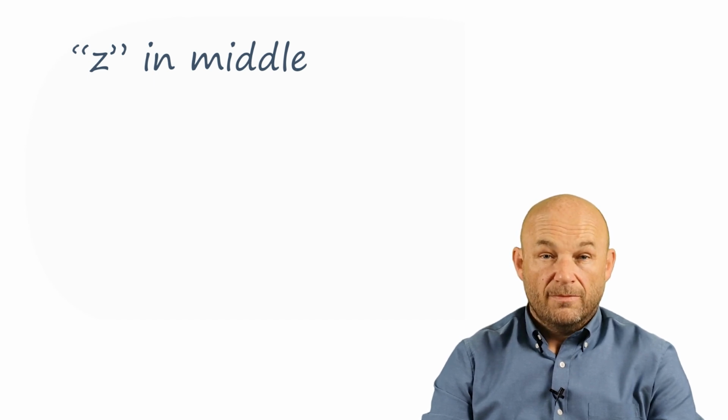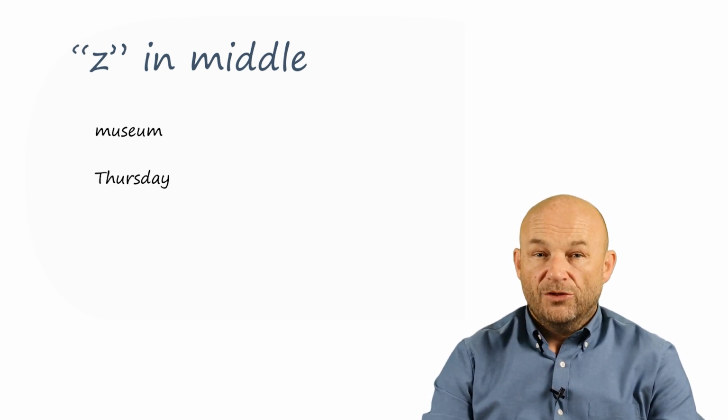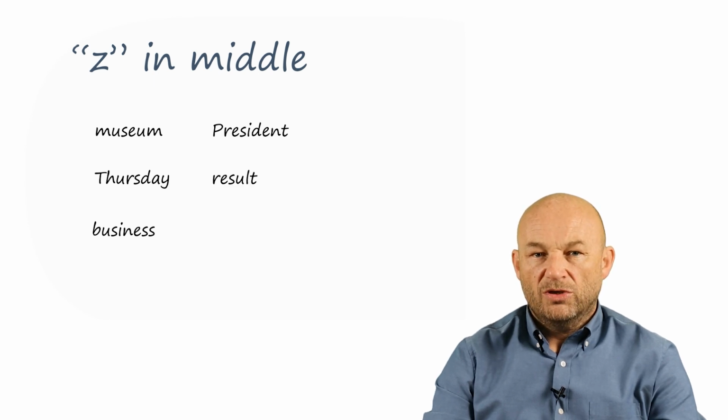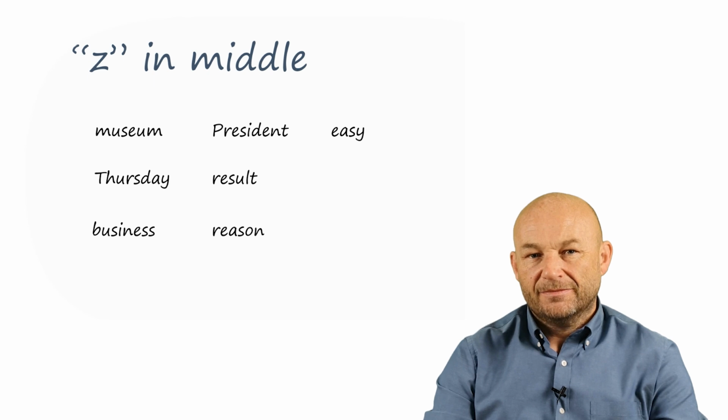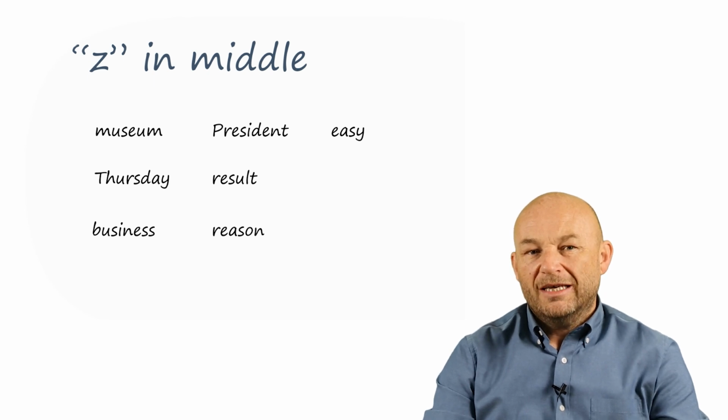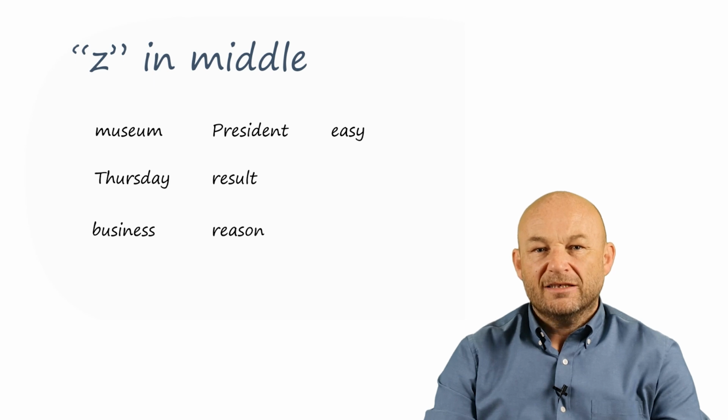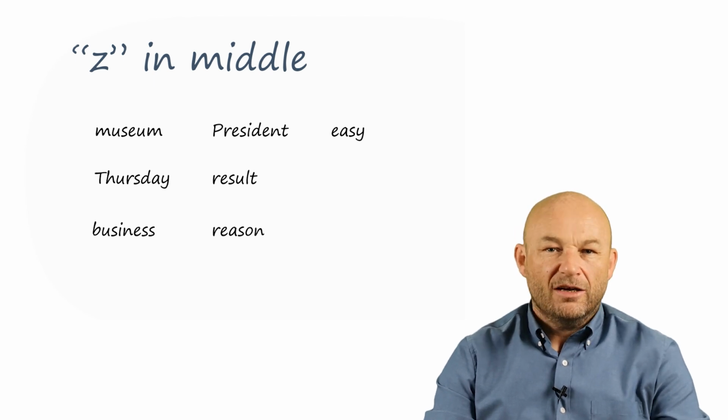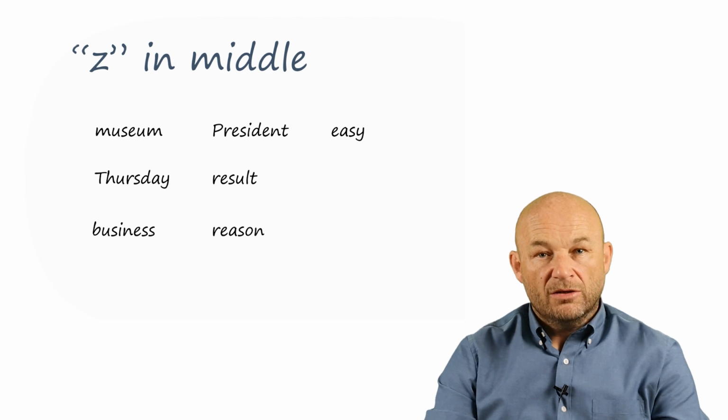Now, let's see what those words were. Museum, Thursday, business, president, result, reason, easy. Now, if you don't make the z sound exactly with these words, it isn't so important, as it's not likely you will be misunderstood unless you make other pronunciation errors.